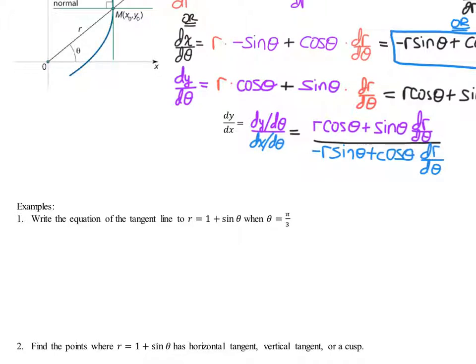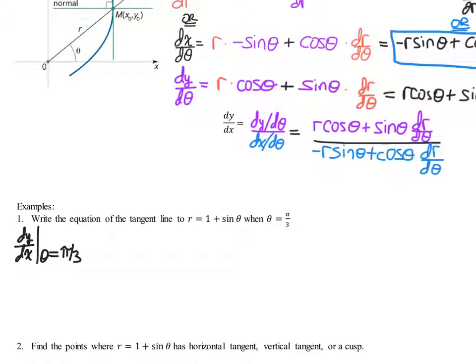So, the equation of a tangent line. That's an application of it. Write the equation of the tangent line to r equals 1 plus sine theta, where theta is equal to pi over 3. Personally, I like to get all my busy work out of the way immediately. So I have my formula here. It's got a lot of ingredients, right? But I essentially need dy dx when theta is equal to pi over 3.